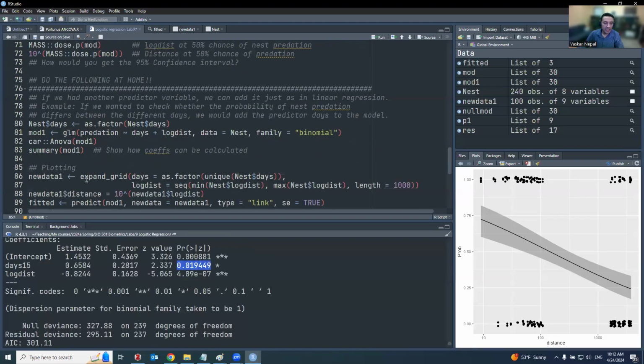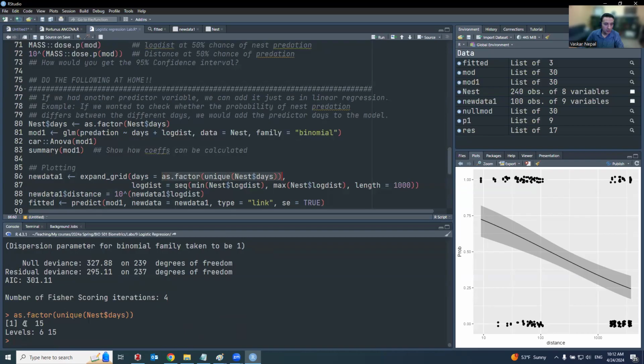Now, to plot your data, you would need to essentially get the values for both. Get the values for logdist as before we have done, but also get that for each of those days, for 6 days and for 15 days. So first you create a new object called days. Let's just see what that gives us. Okay, that is just two values, 6 and 15. And let's do 100 here.